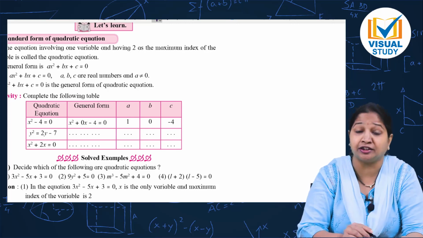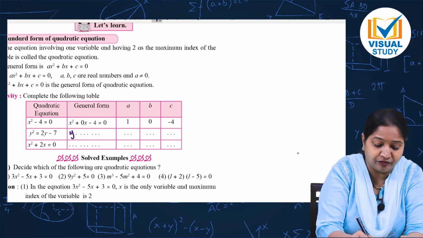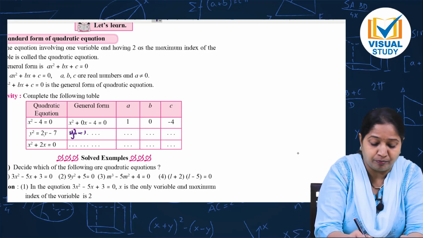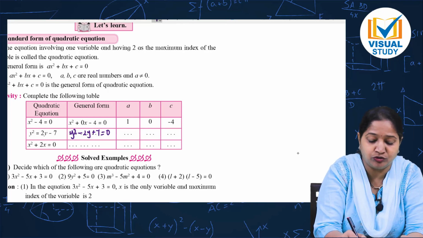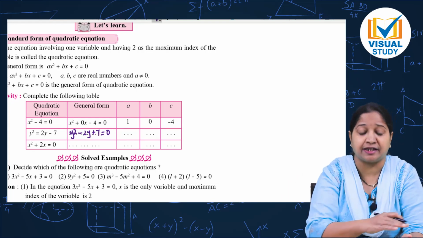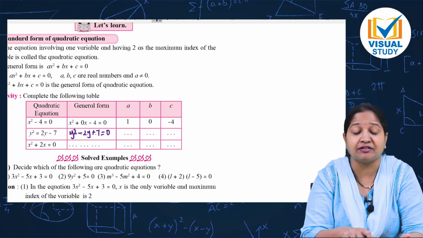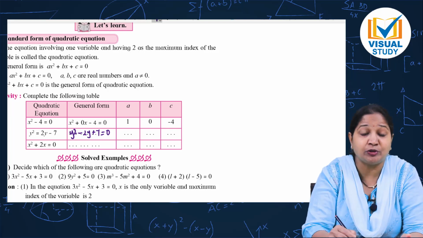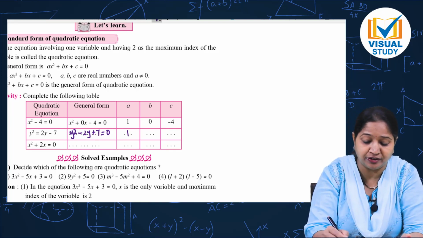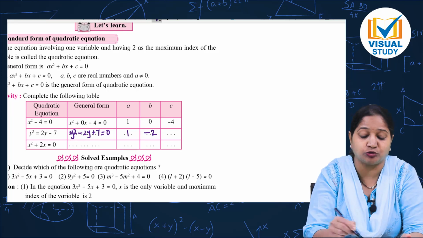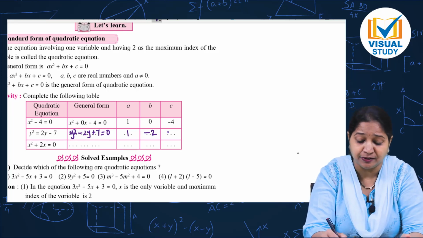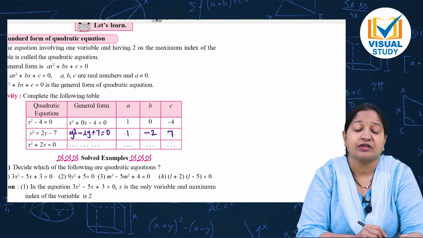Second example they have given you: y square equal to 2y minus 7. What will be your quadratic general form of this? Bring all the terms to this side. So you will get y square minus 2y plus 7 equal to 0. What will be your a? The coefficient of a is 1. Coefficient of b is minus 2. Just keep in mind it should be minus 2, and c is 7.